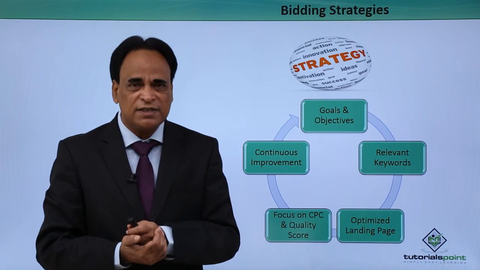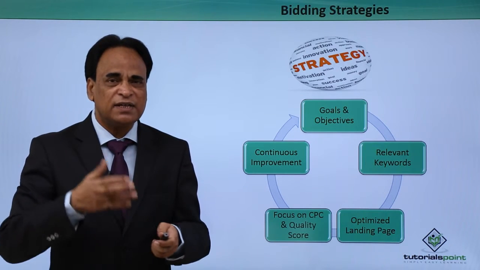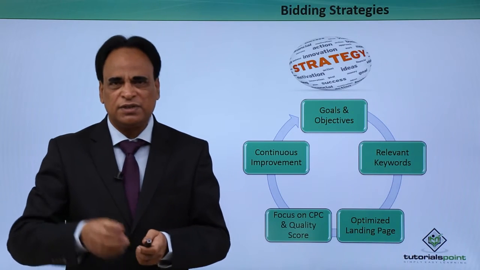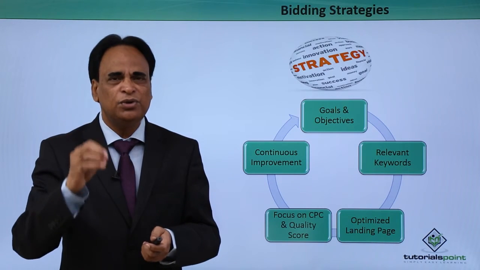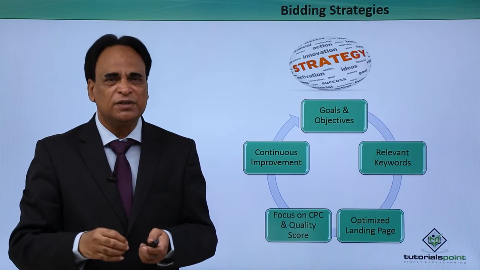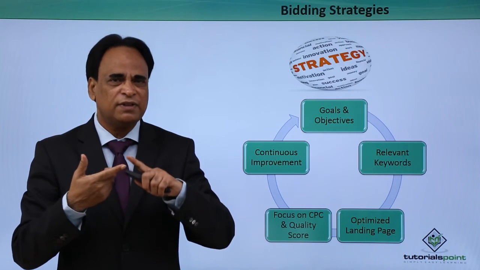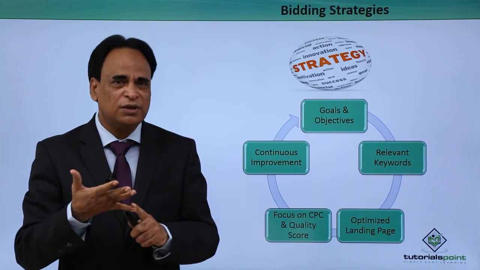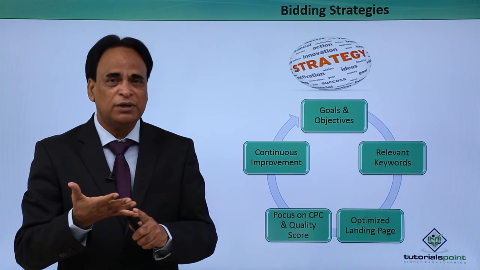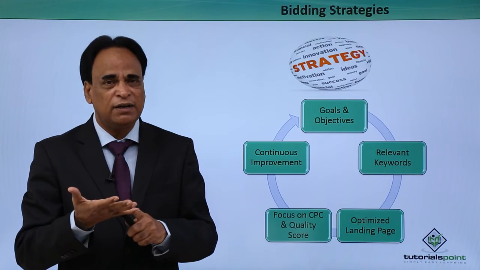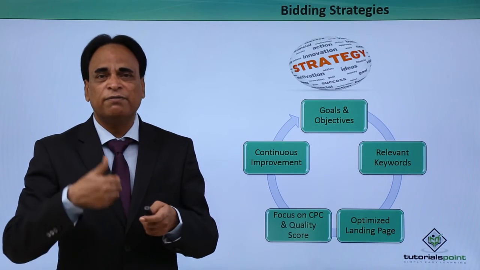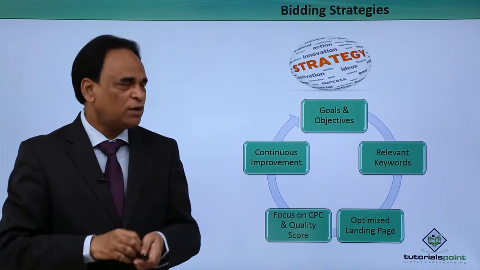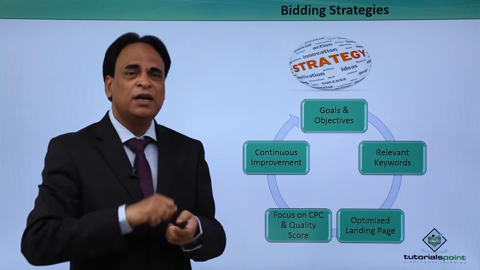What are some of the strategies that you can think of implementing as far as bidding of keywords or auctioning of the keywords is concerned? Goals and objectives. It is extremely important for you to know what your goals and objectives are. Whether you are looking for sales, acquisitions, people to register, people to download a particular file or a PDF file or a book, or you are looking for brand awareness.